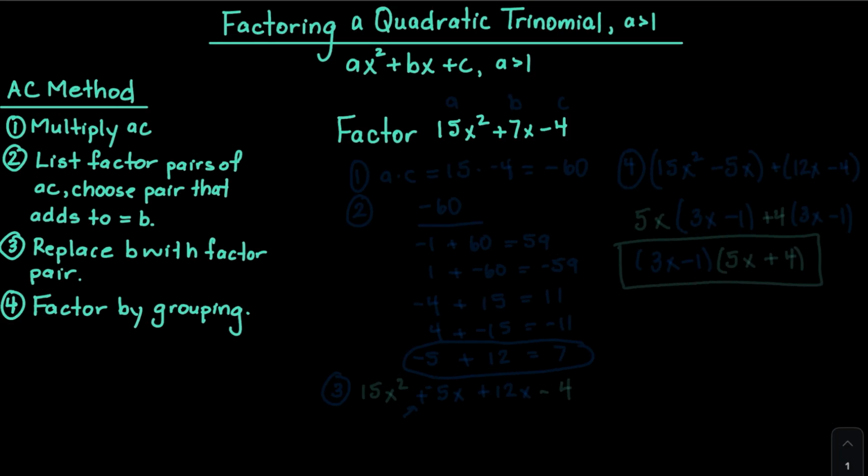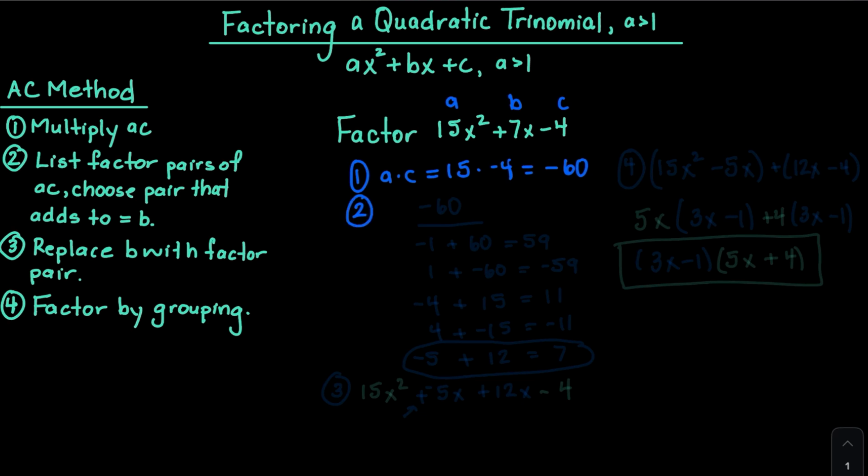Our next example, we're going to factor 15x squared plus 7x minus 4. Going to follow our same steps. Step 1, first let's see our key players A, B, and C. Step 1 says multiply A times C, which is 15 times negative 4, which is negative 60.